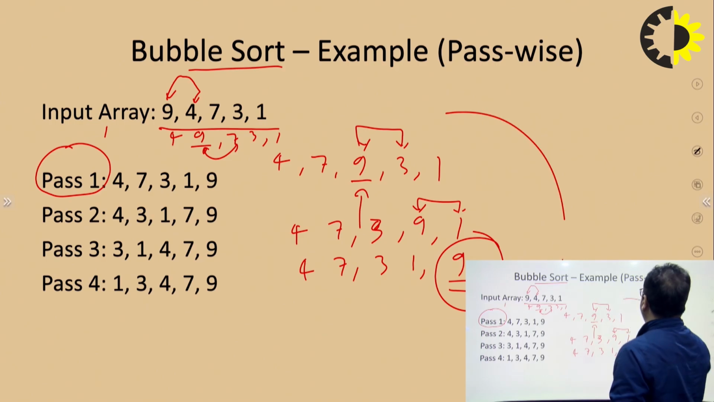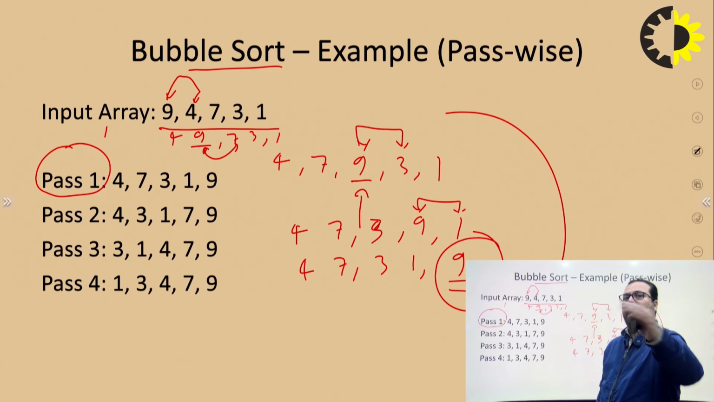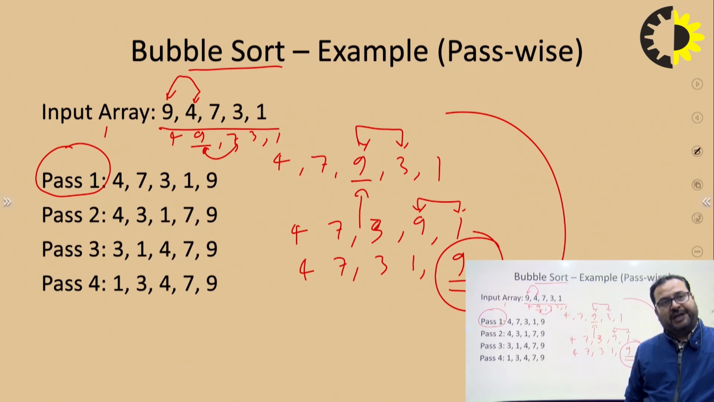In every pass, if there are n elements and all the elements are in decreasing order, it could take n minus 1 comparisons, right?